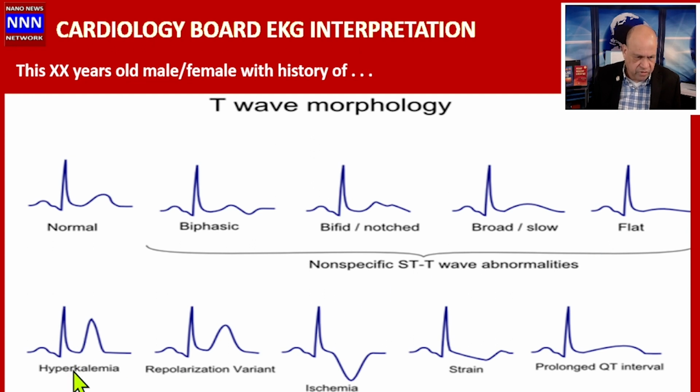And this is related to hyperkalemia, with the ST elevation and the hyperacute T-waves, repolarization abnormalities where we have ST elevation and prominent T-waves. Ischemia is associated with ST elevation and T-wave inversion. Left ventricular strain is associated with J-point depression, downsloping ST segment, and biphasic or inverted T-waves. Prolonged QT interval is related to either congenital heart disease or, most often, drugs.